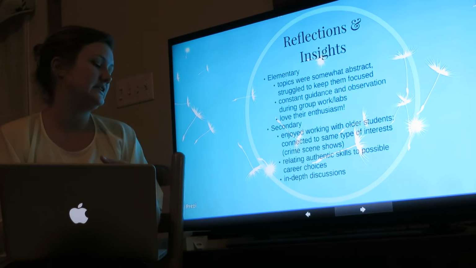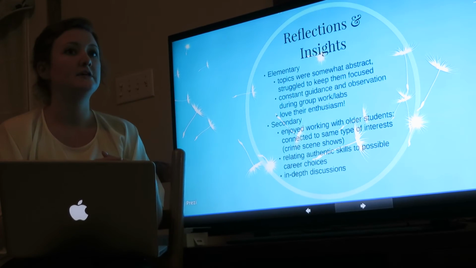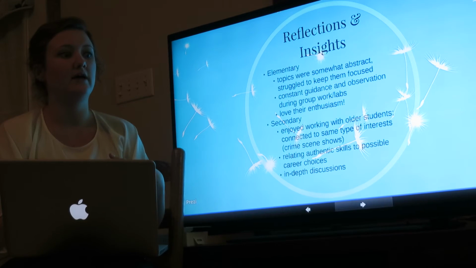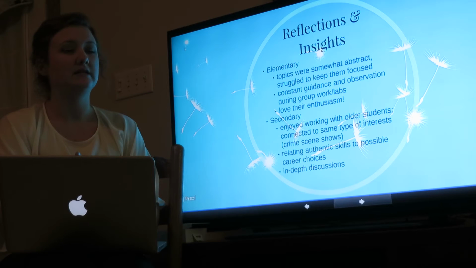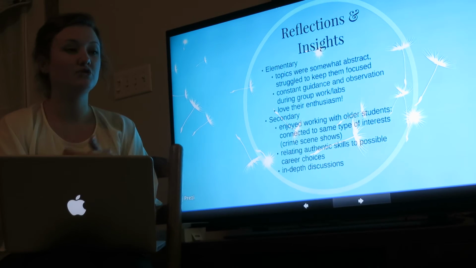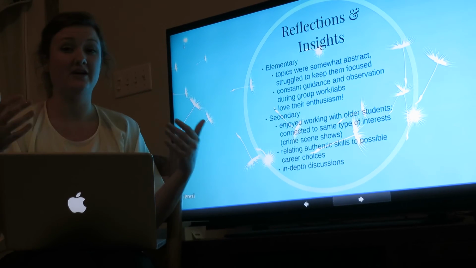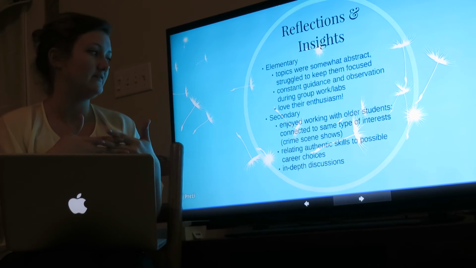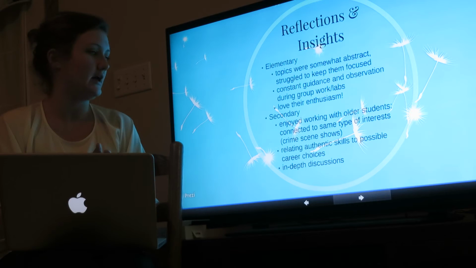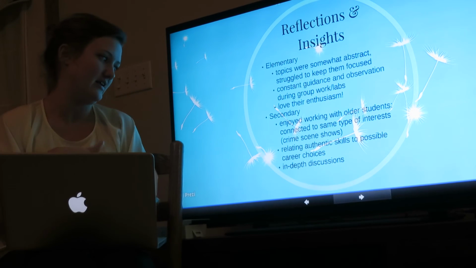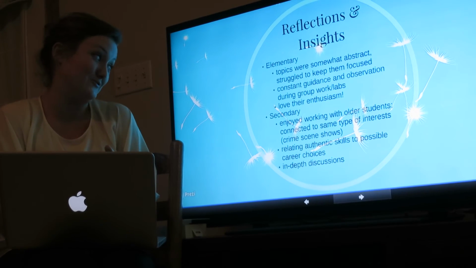And then relating the authentic skills to possible career choices. This was something that was really cool for me. I feel like at the high school level, definitely when I was there, we were told that we needed these skills, but they didn't necessarily connect them to what we'd be using in real life. So for me to be able to do that with this lesson was pretty awesome, and that they actually related to that and thought that that was cool was cool.